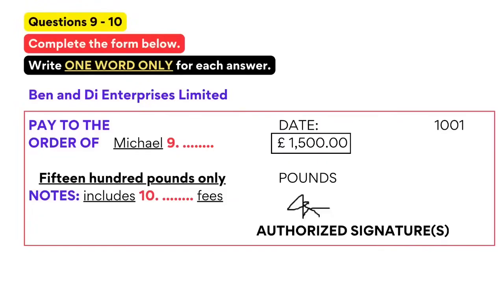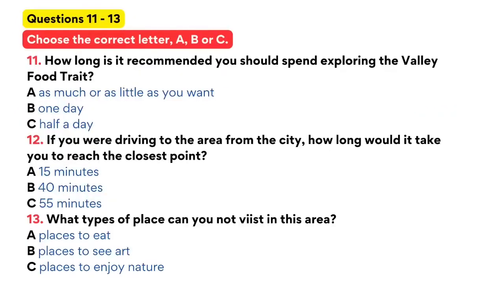That is the end of Part 1. Now turn to Part 2. Part 2. You will hear a recorded message giving information about an area where tourists can visit to taste local food. First, you will have some time to look at questions 11 to 13. Now listen carefully to the first part of the message and answer questions 11 to 13.